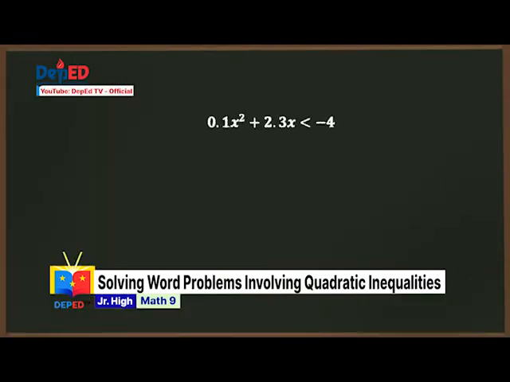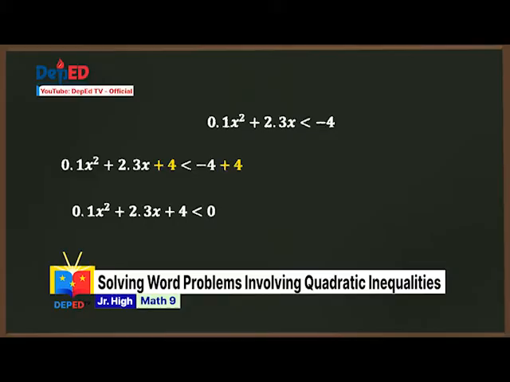Item number 2. 0.1x squared plus 2.3x is less than negative 4. I could sense it. You are planning to increase both sides by 4, and that's right. And you must get that the standard form is 0.1x squared plus 2.3x plus 4 is less than 0.